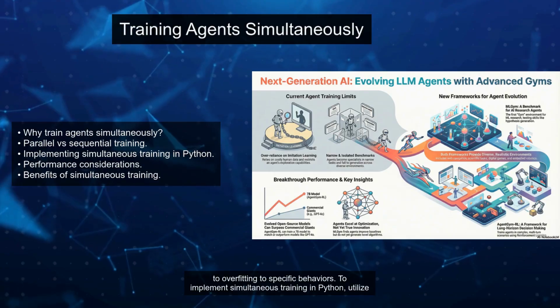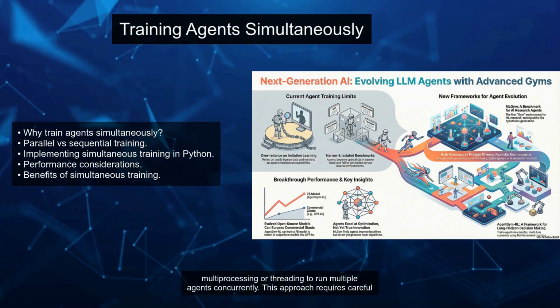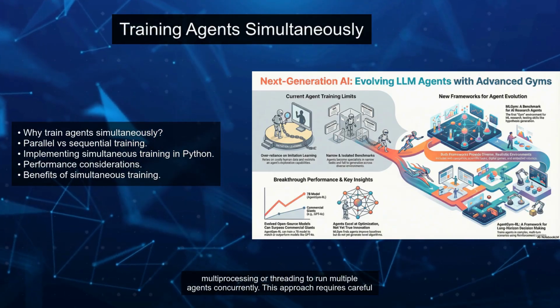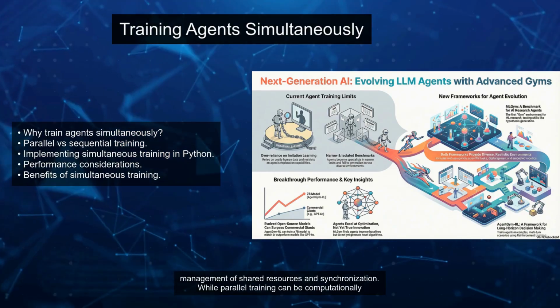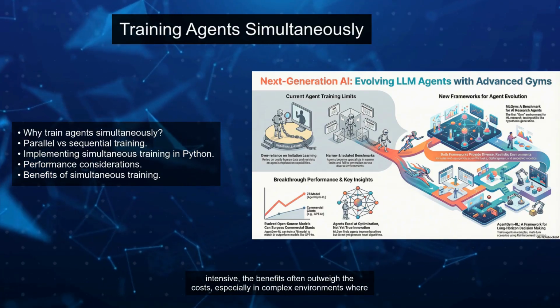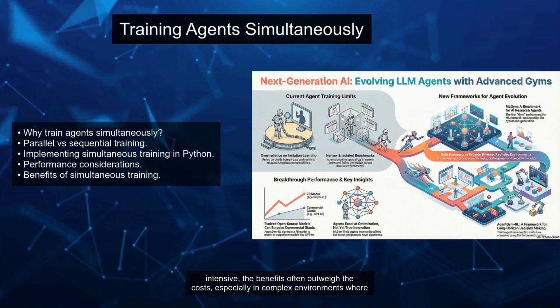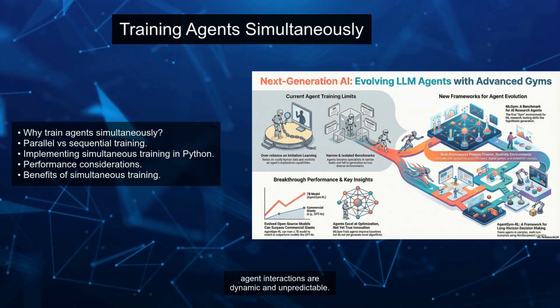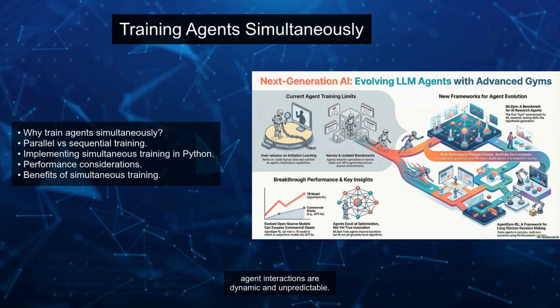To implement simultaneous training in Python, utilize multiprocessing or threading to run multiple agents concurrently. This approach requires careful management of shared resources and synchronization. While parallel training can be computationally intensive, the benefits often outweigh the costs, especially in complex environments where agent interactions are dynamic and unpredictable.